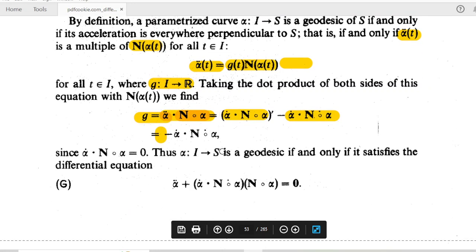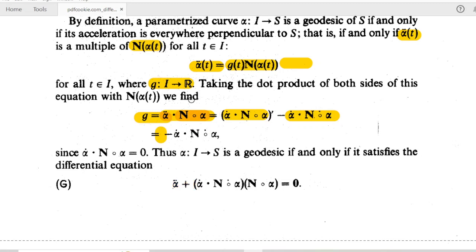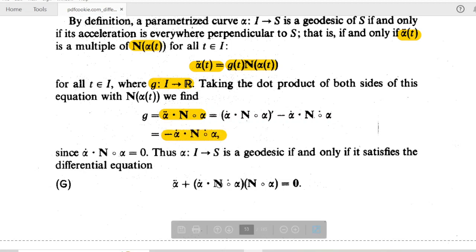Thus alpha from I to S is a geodesic if and only if it satisfies the differential equation. So from here we got a differential equation: alpha double dot equals this. If we take this part and this part, we get that alpha double dot composed with alpha is equal to minus alpha dot n composed with alpha dot.